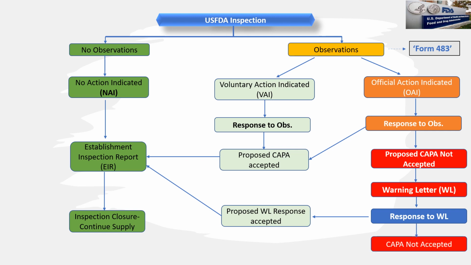But if the response to the warning letter is not accepted, and the CAPAs proposed for the warning letter response are again inefficient, then it leads to the import alert. Okay, so import alert is a situation where the firm cannot ship the products into the US, or even US international waters, and many of the firms you might know are facing import alert, and literally this is a point of no return for the firm, so they cannot supply the products to the US market.